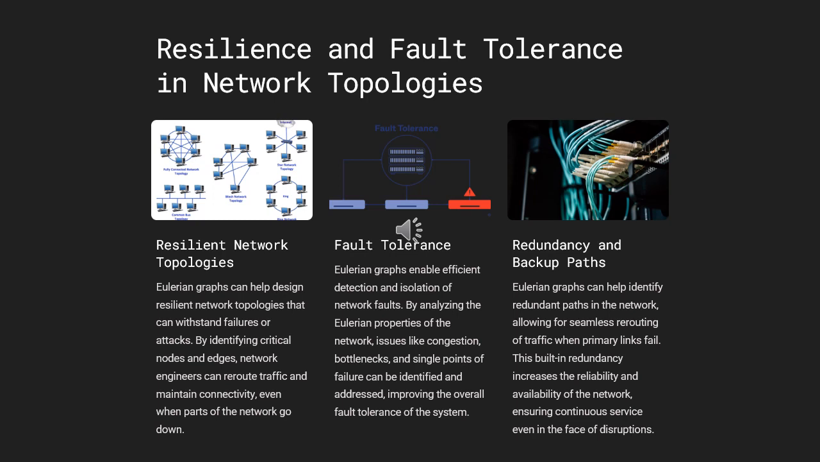Eulerian graphs can help identify redundant paths in the network, allowing the seamless rerouting of traffic when a primary link fails. This builds in redundancy, increases reliability and availability of the network, ensuring continuous service even in the face of disruption.